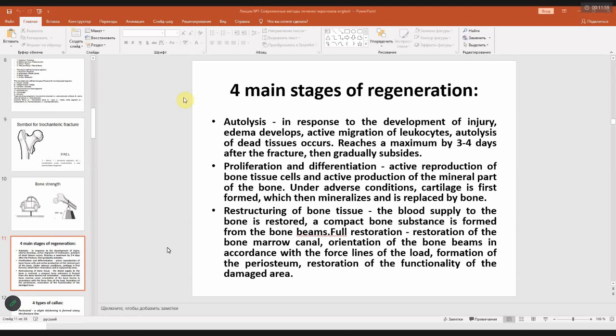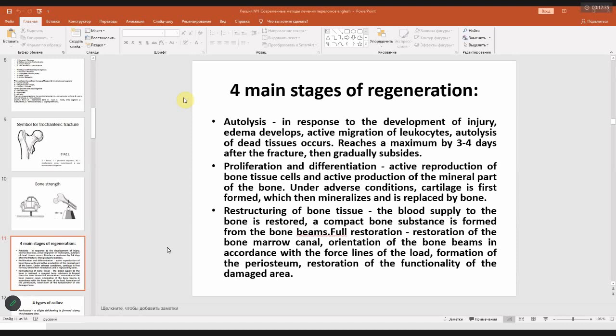Proliferation and differentiation: active reproduction of bone tissue cells, and active production of the mineral part of the bone. Under adverse conditions, cartilage is formed first, which then mineralizes and is replaced by bone.